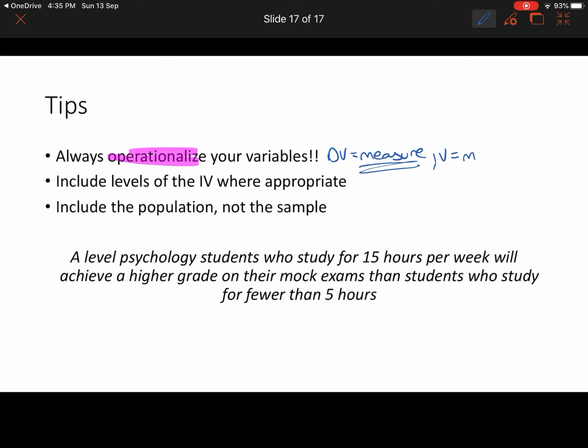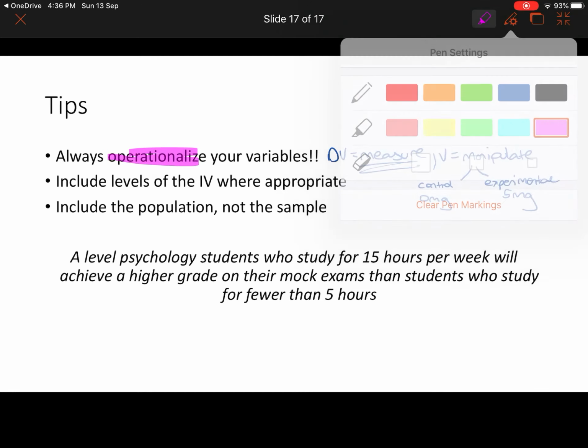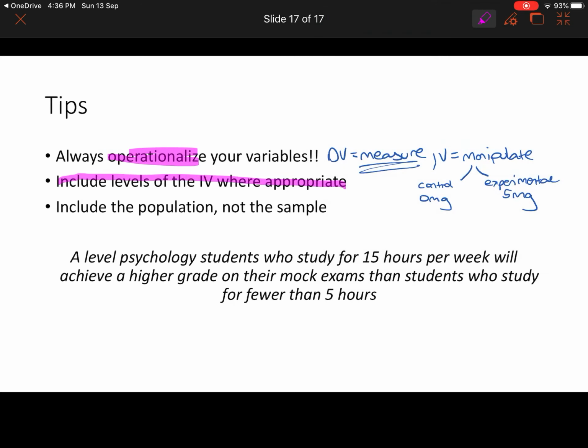In the case of the IV, you need to be very clear exactly how you're going to be manipulating that independent variable. And this usually involves, particularly in an experiment, outlining the conditions of that experiment. So what is the control condition going to be exposed to, and what is the experimental condition going to be exposed to? You need to very clearly outline exactly the difference between those conditions in order to operationalise your IV.